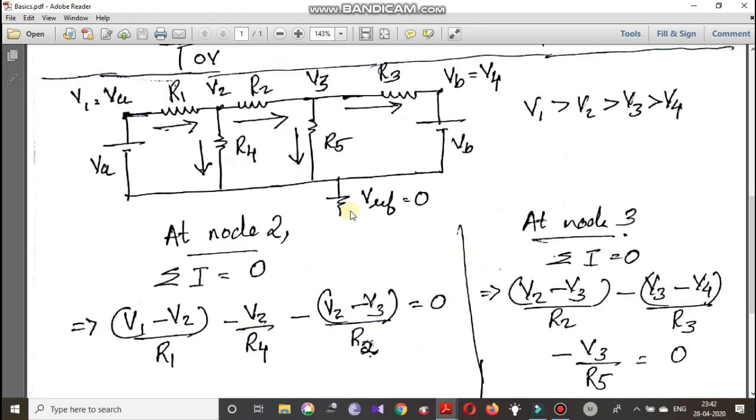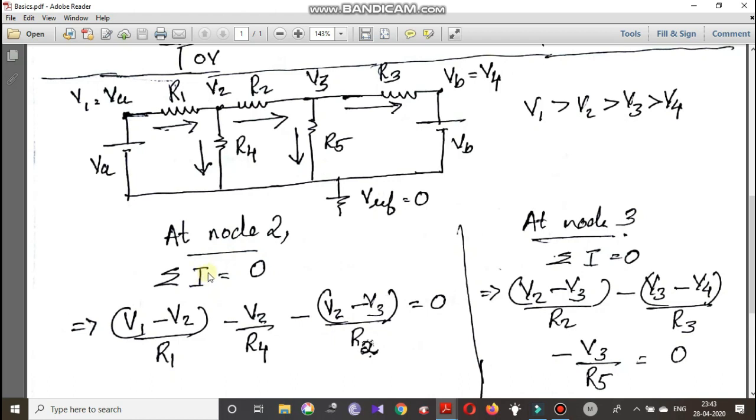Now when we go from ground to point 4, the voltage source here we have is VB. So V4 is equal to VB. So this is the second voltage that we know here. So the unknown voltages here are only V2 and V3. So we need to write the node equations for these two nodes alone. So we can write the node equation at node 2. At node 2, applying Kirchhoff's current law, that is sigma I equal to 0, the algebraic sum of the currents.